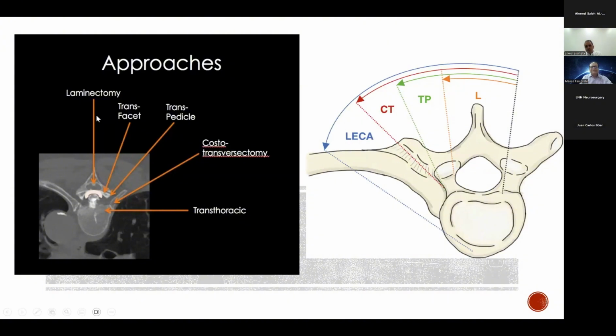So basically, posteriorly, there are 5 approaches: laminectomy, transfacetal, transpedicular, costotransversectomy, transthoracic. I'll not be talking about the last. So the angle of vision differs depending on what approach one does. In the lateral extracavitary approach, when you remove the rib, one can reach till the anterior surface of the vertebral body.